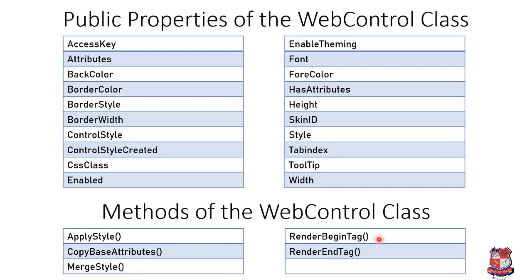Next method is RenderBeginTag. It is used to write the opening tag of the specified markup element to the output stream. Last one is RenderEndTag. It is used to write the end tag of the markup element to the output stream.